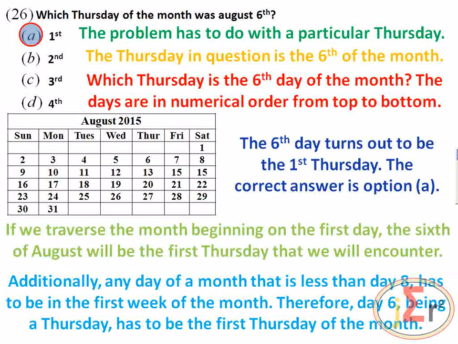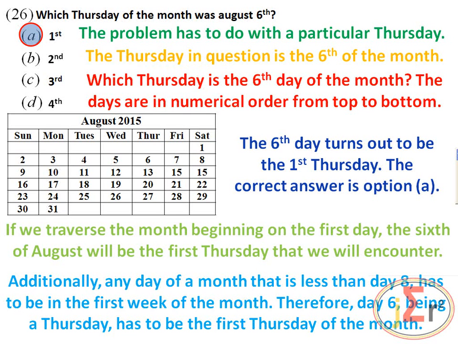I hope you understand that, Jerry. Yes, sir. How many days are in 1 week? 7. Right. Therefore, if we are talking about a particular day of a month, and that day is within the first week, the first week will begin on day 1 and end on day 7. So as long as the days are from 1 to 7, then that day has to be in the first week of the month.